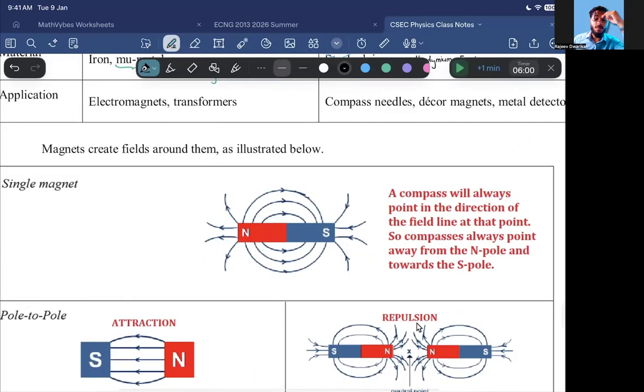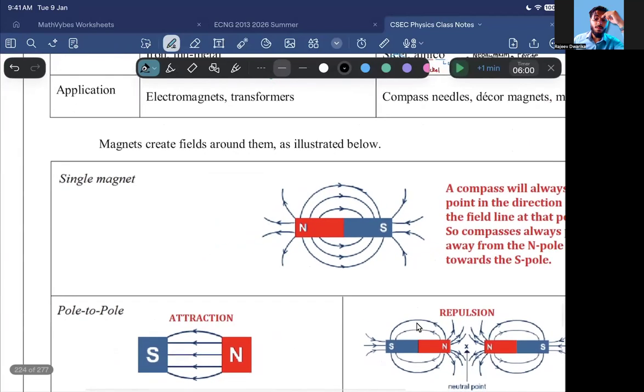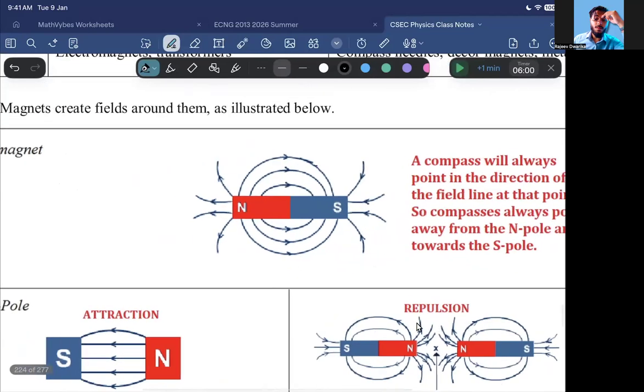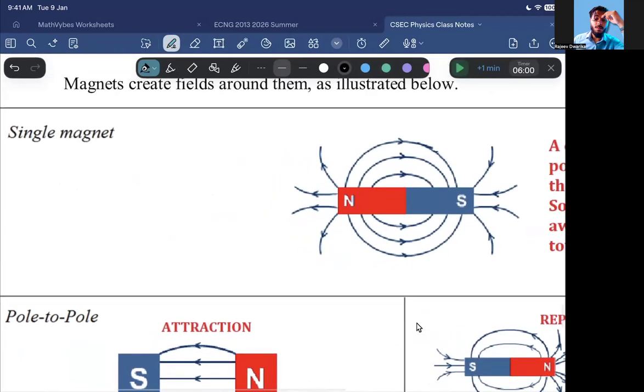All right, so let's look at magnetic fields now. Magnets actually create fields around them. As you can see over here, this is a single magnet. Something you'll need to remember is that the field lines always go from north to south. Remember this, guys. The magnetic field lines always go from north to south.